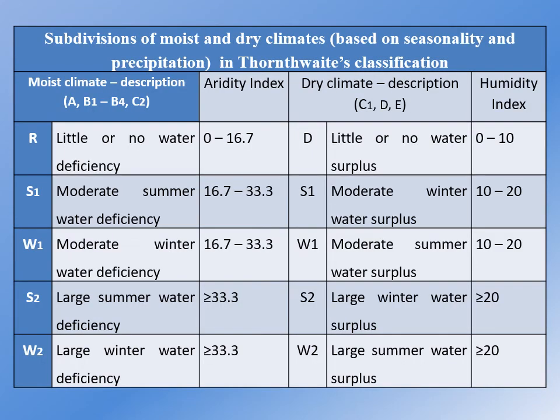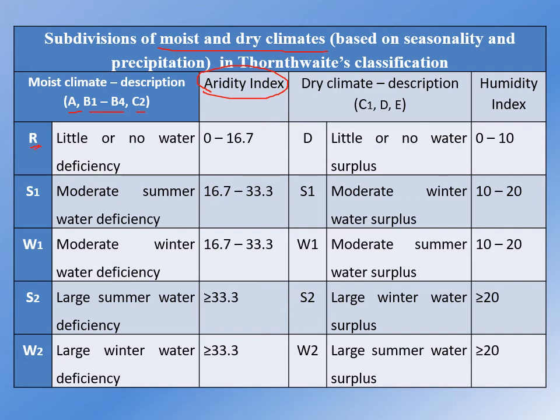Now, the moist climate and the dry climatic conditions can be further subdivided based on seasonality and precipitation. The moist climates are all the B type climates, that is B1 to B4, and the C2 climates. They can be further subdivided depending on the aridity index. Different aridity index values can be subdivided into different groups: little or no water deficiency, symbolized by capital R, moderate summer water deficiency, S1, moderate winter water deficiency, W1, large summer water deficiency, S2, and large winter water deficiency, W2.